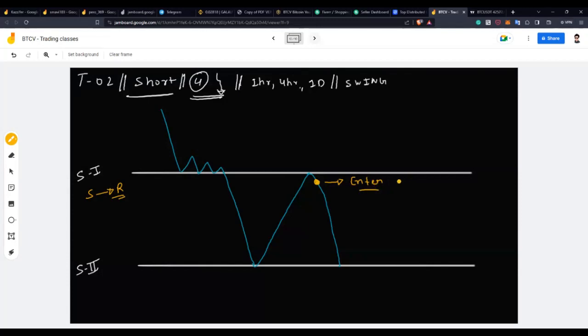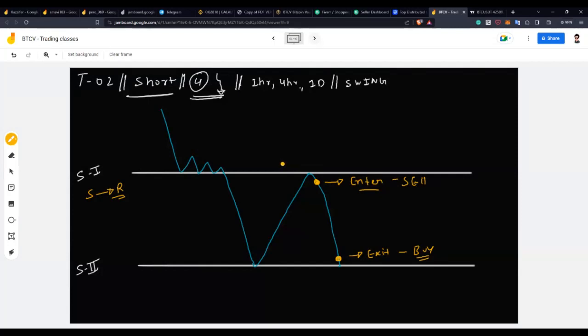Now, here enter means sell. We are going to sell. That's how we take a short position. And just right here we are going to book our profit. So exit means buy, right? In this case. Sell high, buy low.